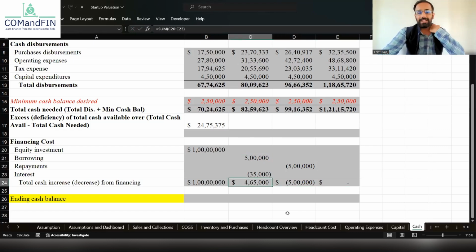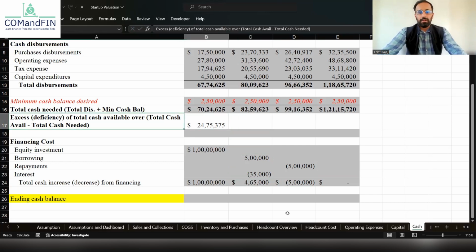What is going to be the ending balance here? If I ask you to find out the ending cash balance, what would it be? Now, this is the important concept which you have to understand right now. Here you can see we are having excess funds, right?